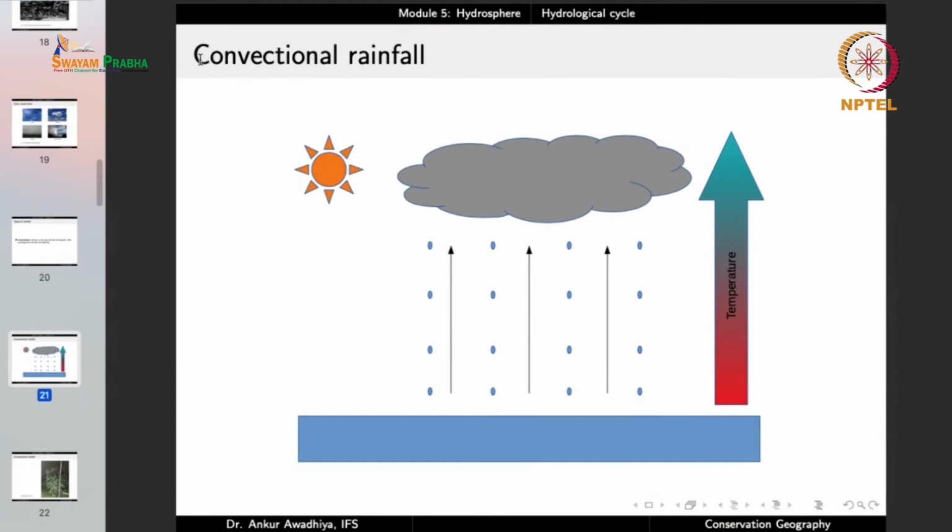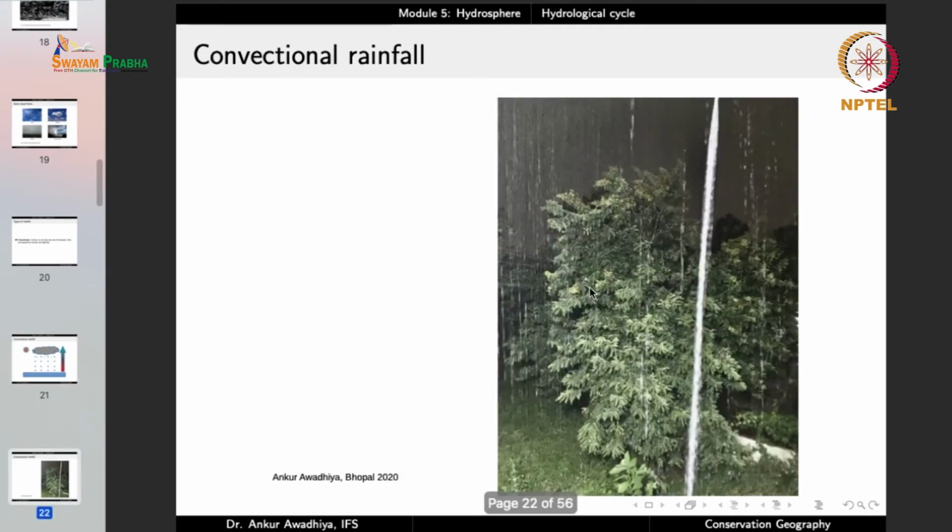It is powered by the convection currents, powered by the sun, and you have moisture that is moving up. Then when it moves up, the temperature reduces, it forms clouds, and then you have a precipitation. And often this convectional rainfall is a very intense rainfall. So here in this picture you can see that there is a very intense amount of rainfall that is occurring.